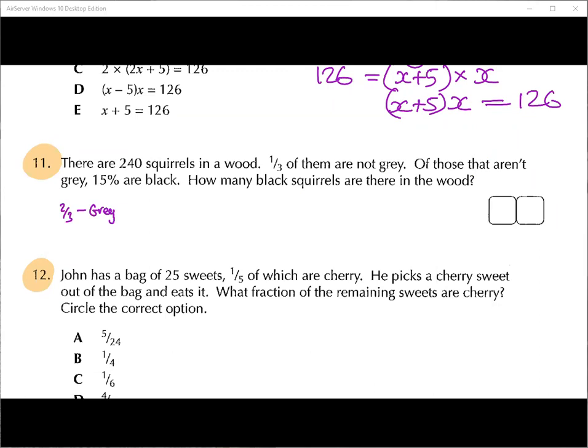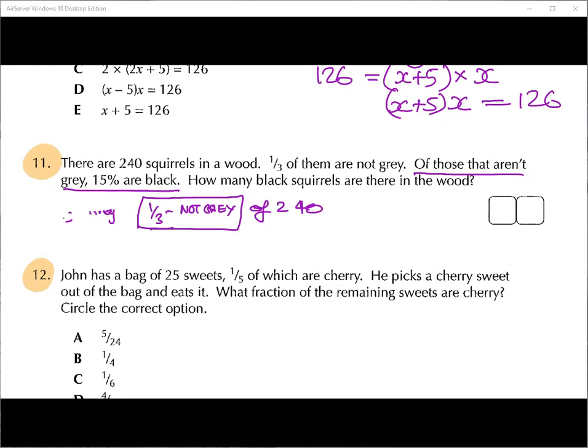Okay, so first of all, it says a third of them are not grey. So 2/3 are grey, 1/3 is not grey. Okay, excellent. Because of those that aren't grey, 15% are black. So I think we need to be concerned about how many are not grey. So we need to work out 1/3 of 240. How do we work out 1/3 of 240?